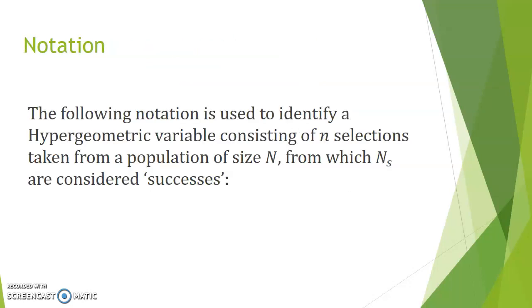When it comes to labeling a hypergeometric law, we shall write that x obeys a hypergeometric, where little n is the number of selections taking place, capital N the population size, and capital NS is the number of successes within the population.